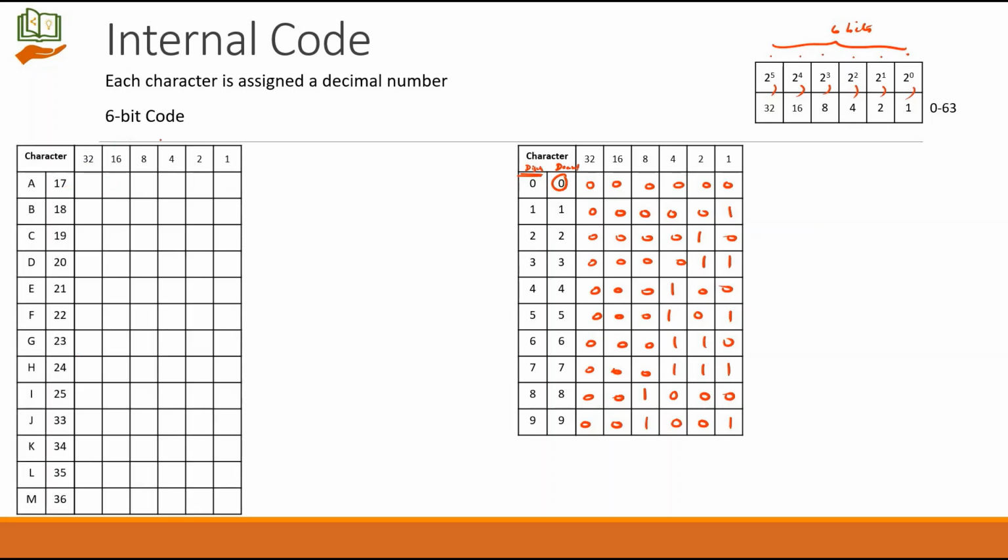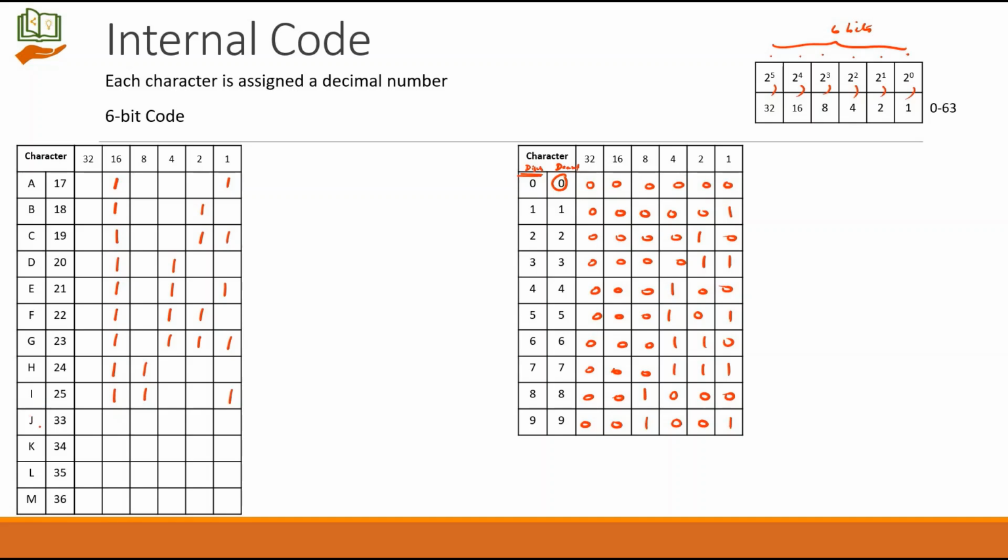17 is 16 plus 1. So these two places will have 1. 18 means 16 plus 2. 19 means 16 plus 2 plus 1. 20 is 16 plus 4. 21 is 16 plus 4 plus 1. 22 is 16 plus 4 plus 2. 23 is 16 plus 4 plus 2 plus 1. 24 is 16 and 8. 25 is 16, 8 and 1.